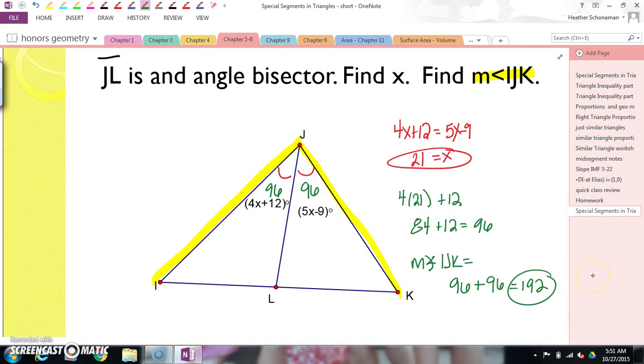Now, the process of how we got that answer is correct, but clearly 192 is a bad answer because we can't have an angle greater than 180 in the triangle. But I think this should give you a guide of how you'd set it up in the future.